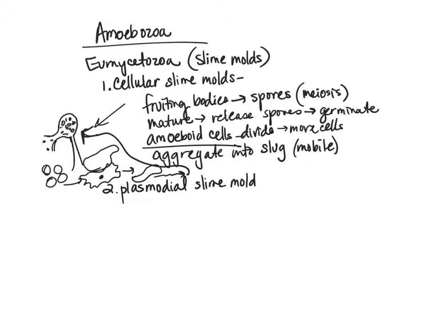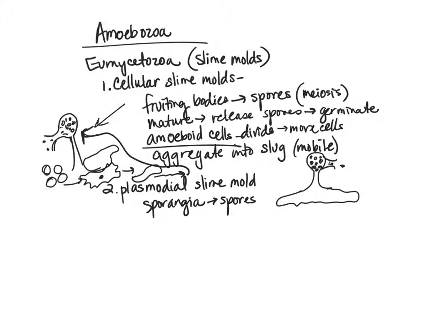Now the plasmodial slime mold, which we had just moved into, also has kind of this stalk structure, but this stalk structure is called a sporangia. So we kind of have this start and then this stalk structure here, which is the sporangia. Then this sporangia is going to go through meiosis and create these spores inside here, very similar. Create the spores, then the spores are going to burst out. Once those burst out, that mature sporangia releases those spores. The spores are going to germinate, kind of similar to the other one.